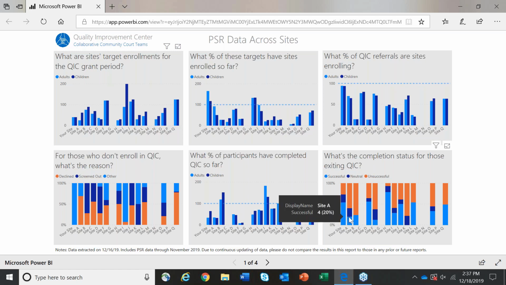And then this last one on this sheet looks at, of those who have exited your program, what percent exited successfully or neutrally or unsuccessfully. So while the rest of the graphics really are looking more at program process, this is the one that is really looking at this point more at participant outcomes.